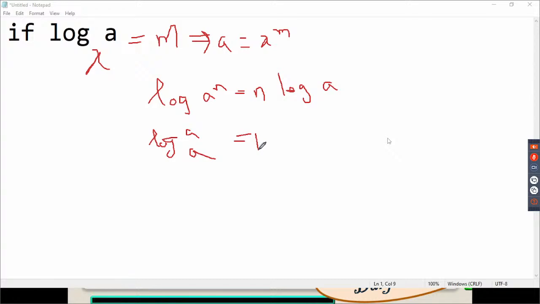Log a base a is equal to 1. Next one. Log a power n base a is equal to n.